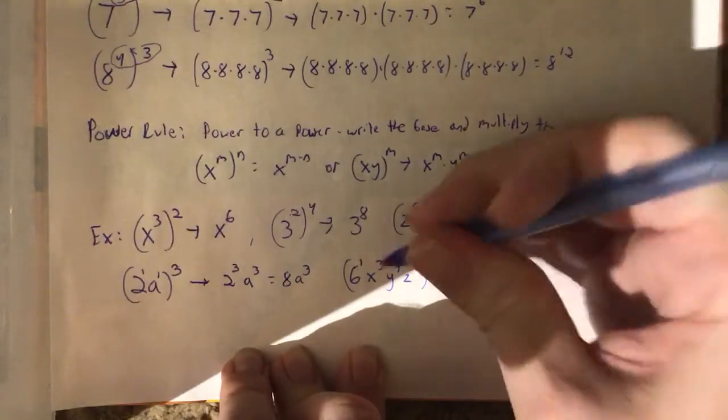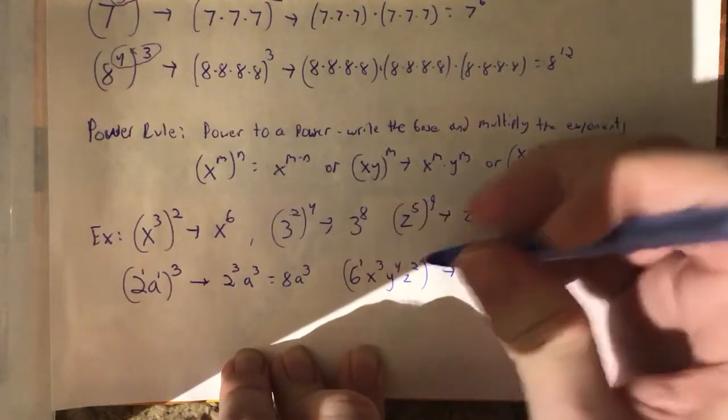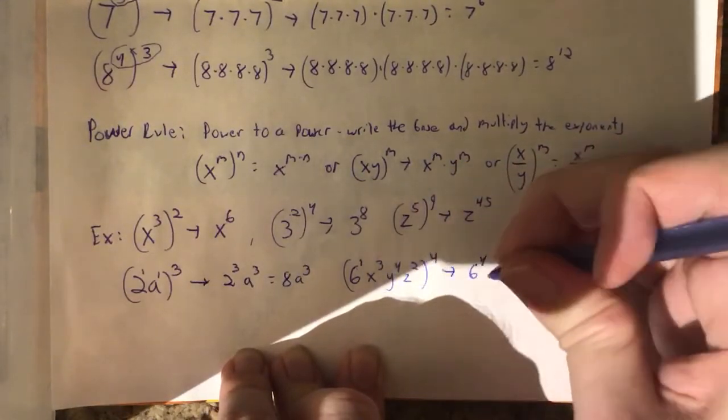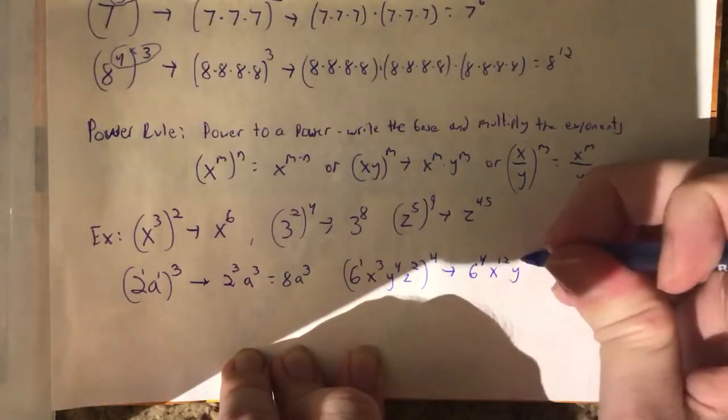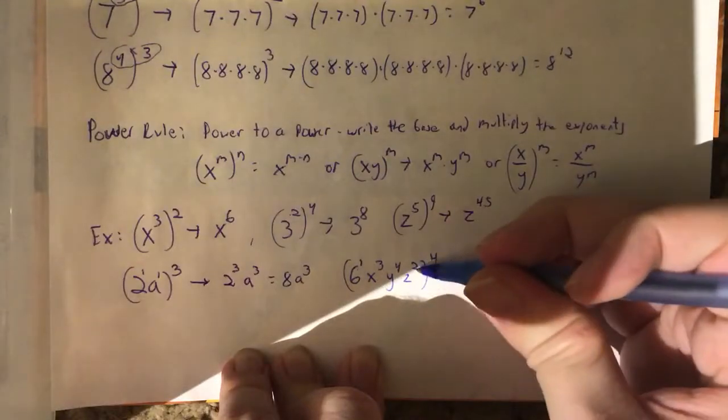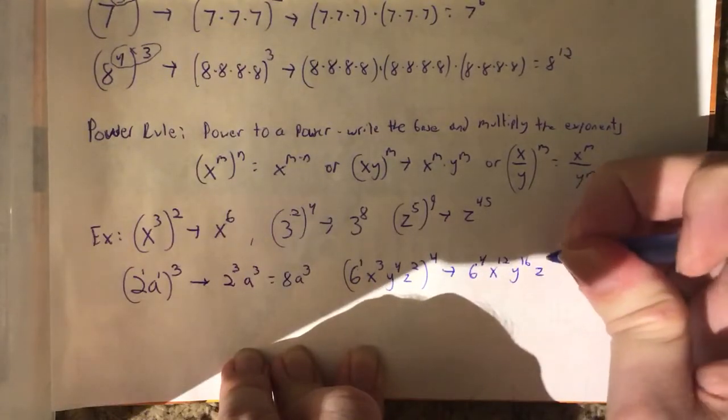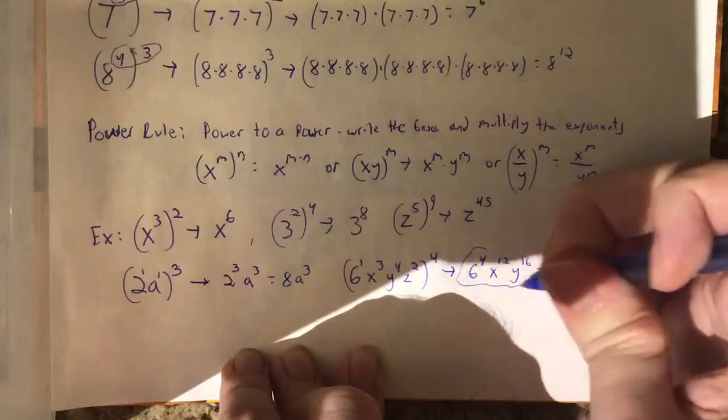So the 6, 1 times 4 is 4. 3 times 4 for the x piece is 12, so it's x to the 12. For the y piece, it's 4 times 4, which is 16. And for the z piece, 2 times 4 is 8. And that would be my answer.